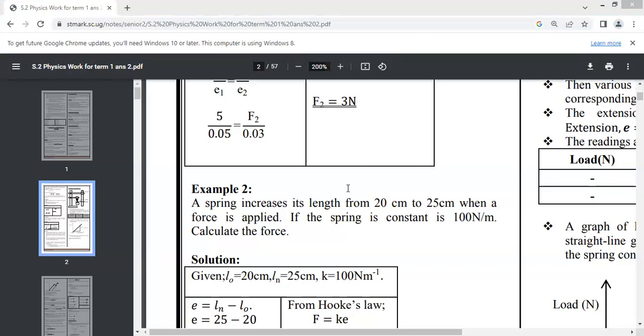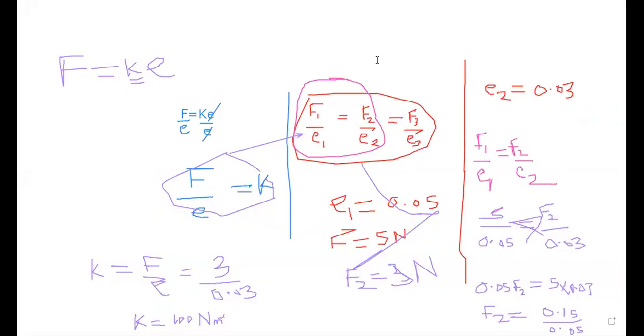We were saying that the original length of this spring was 20, and then it increased to 25 when a force was applied. So they are asking us that if the spring constant is 100, they want us to find the force. So how are we going to do this? Now, to do this one, we'll just quote our formula that F is equal to K times E. Now, according to what they have given us, we don't have the F, but they have given us the K as 100, but we don't have the E.